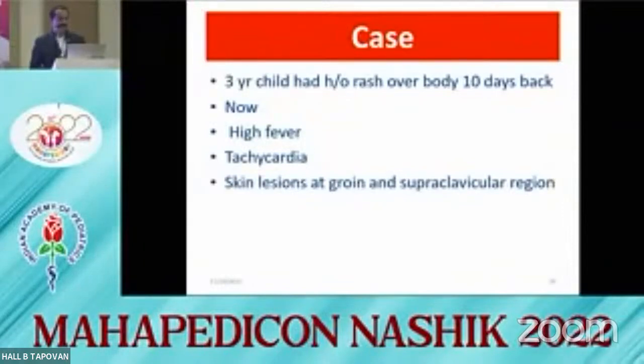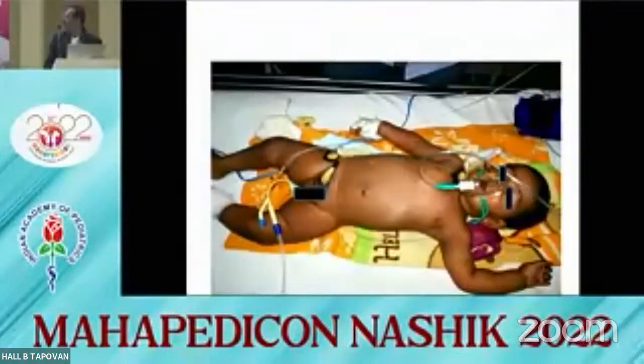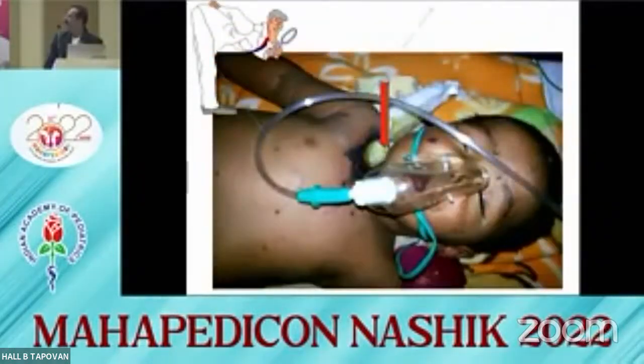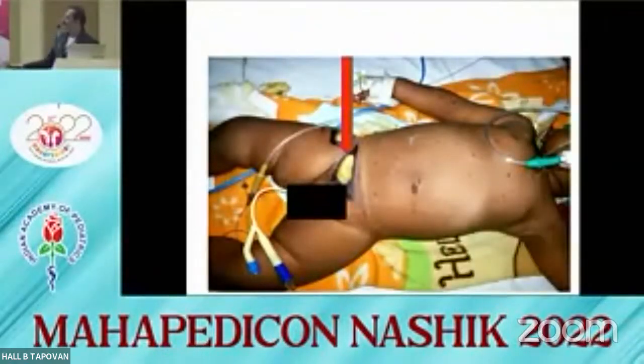Now the child has come with a high fever, tachycardia, and skin lesions in the groin and supraclavicular area. You see this child? You can see the lesions here on the chest. These are the lesions on the face. And there is another lesion here, and here there is another lesion. So what is this? This is chicken pox. And this child had chicken pox 10 days back.